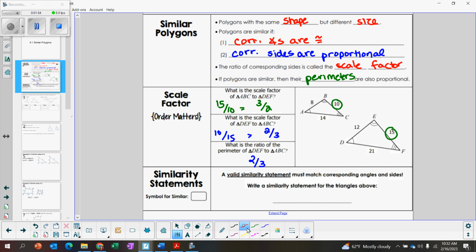We have a new symbol now for similar, and it's the top of the congruent sign. It's just the squiggle. And when I'm talking about similarity, we're still going to match up angle with angle because remember the corresponding angles are congruent. So for a similarity statement for the triangles above, we could say triangle ABC is similar to, so A had 1 mark, D has 1 mark, B had 2, E has 2, and C had 3, F has 3.